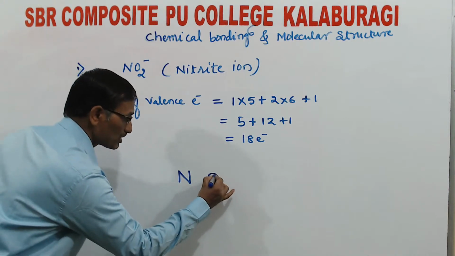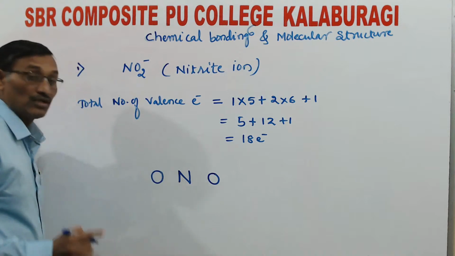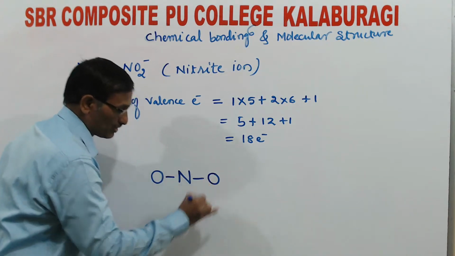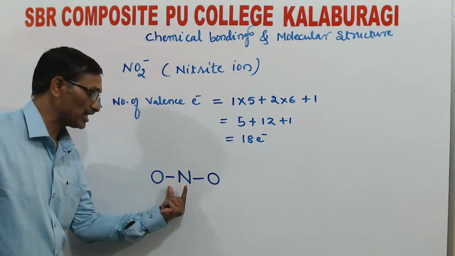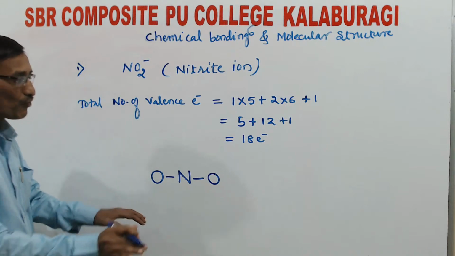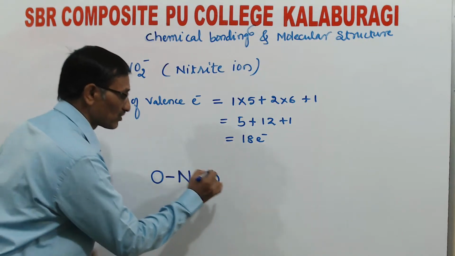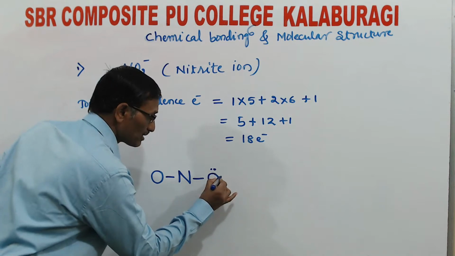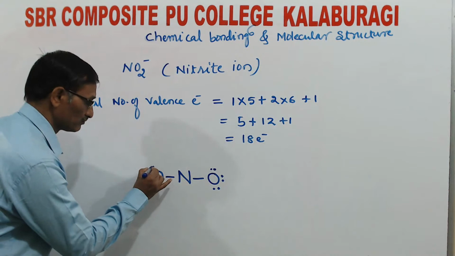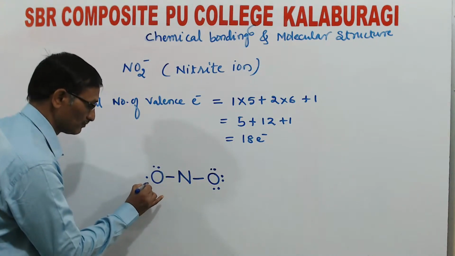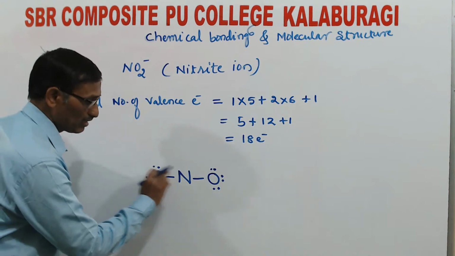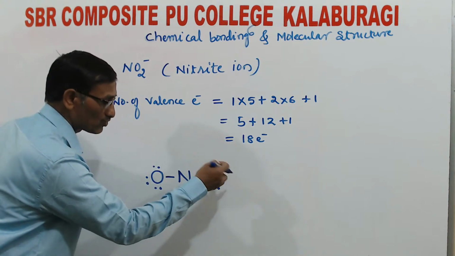Now here 2 oxygen atoms are there. Let us see first. What do you have to do first? Show single bonds. Now out of 18, 4 electrons are involved in the bonding. The remaining electrons we represent as lone pairs. Now 1, 2 pairs, 3, 4, 5, 6. 6 twos are 12, over.